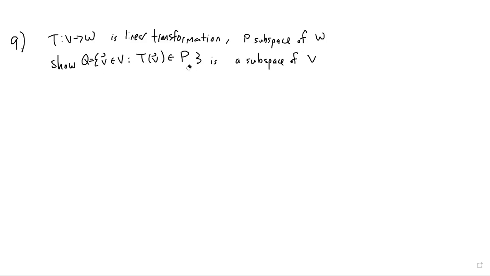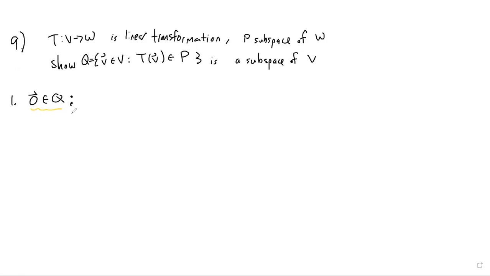So this Q set is supposed to be a subspace of V. It's called the preimage. So we're going to go through our subspace properties to do this. The first one is we're going to show that 0 is in Q. So we need to show this.